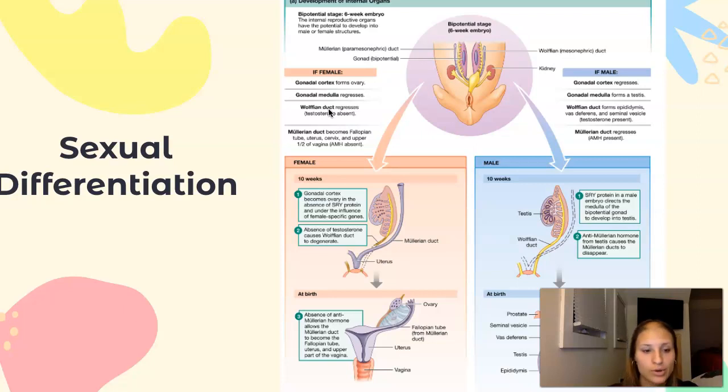So while there is hormonal influence, sex determination primarily depends on the sex-determining region of the Y chromosome, also known as the SRY gene. Presence of the SRY gene creates masculine structures, and absence of the gene creates feminine features.